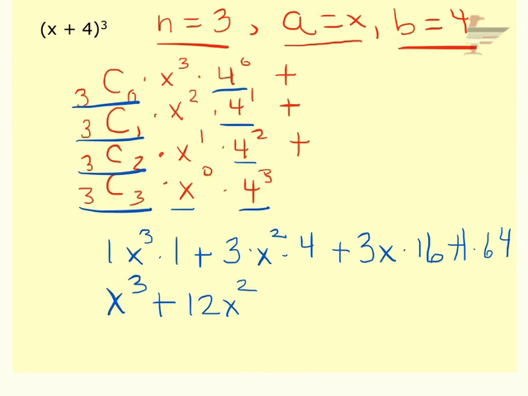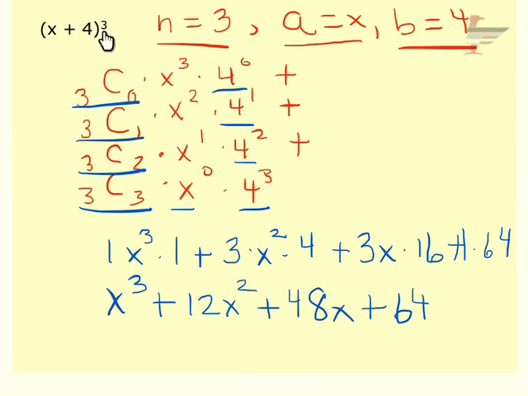What do we have? 3 times 16 is 48, so that's really 48x. And 1 times 64, that's easy, 64. So if I had FOILed this out 3 times, I would get this, which might actually be quicker because I know that you're pretty good at FOILing something only 3 times. But if this were to the 6th power, this expansion formula is probably a little bit quicker than FOILing something out 6 times.